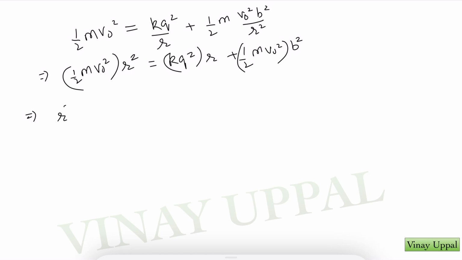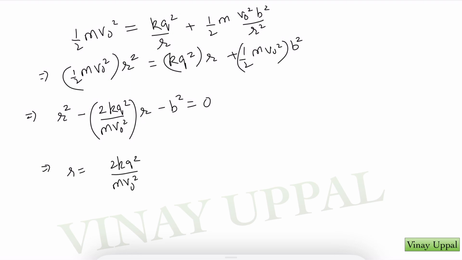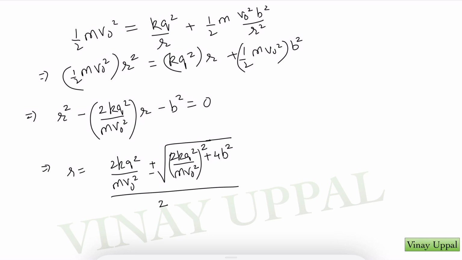So I'll have r square minus 2 k q square by m v naught square r minus b square is 0. So this will be my quadratic equation for r. And now it's just a quadratic equation. So r would be equal to 2 k q squared by m v naught square, plus or minus the square root of, minus 4ac, so plus 4 b squared, divided by 2, and there should be a square here, of course.